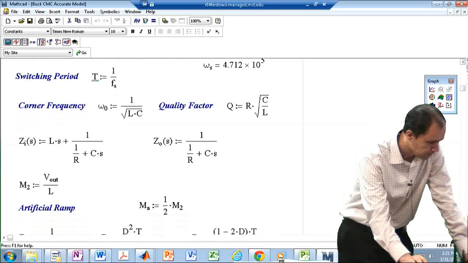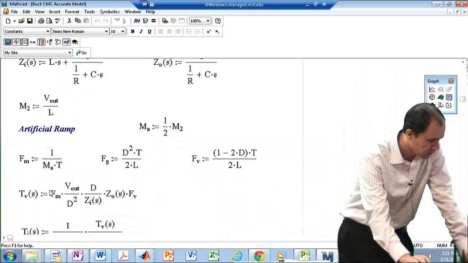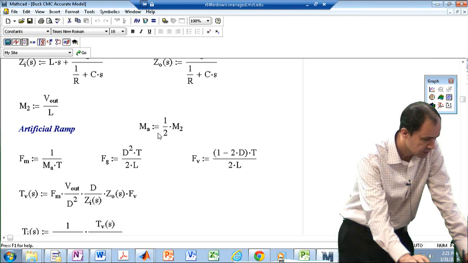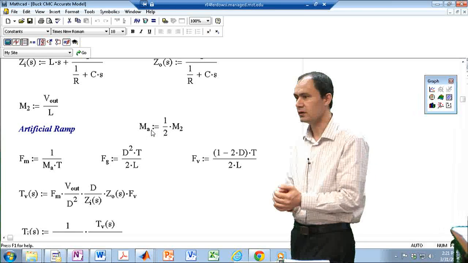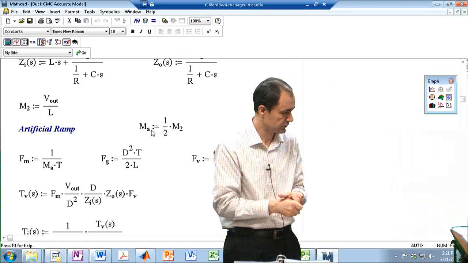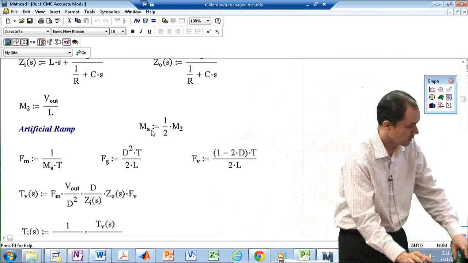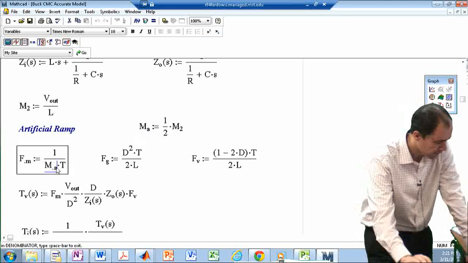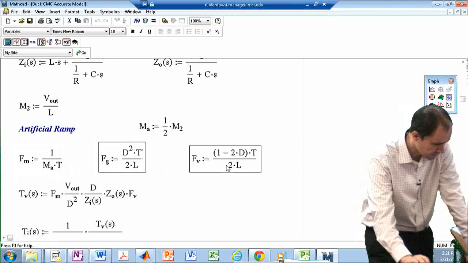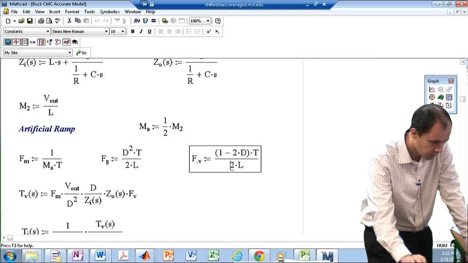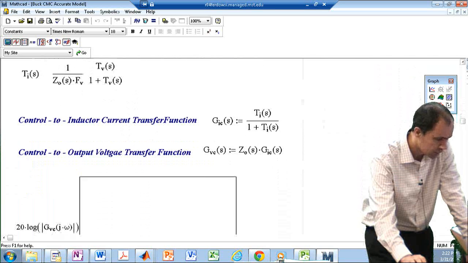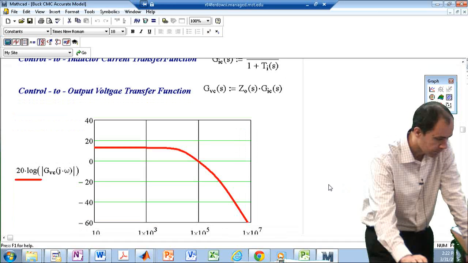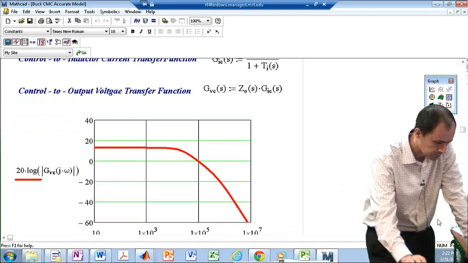The auxiliary ramp, by the way, I've selected to be half of the negative ramp of the inductor current. I have C-cap because it's a buck converter. Fm is this, Fg is this, and Fv is this. And overall, if you close that little loop, you end up with this transfer function.